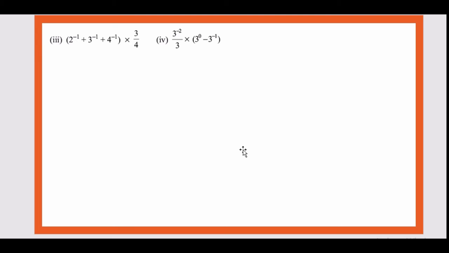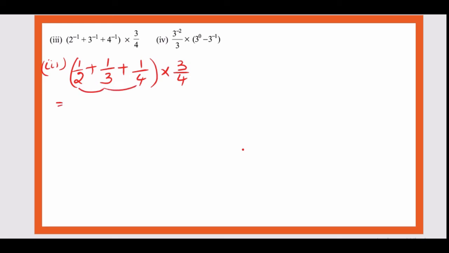Next, moving on to some more questions. Now question number 3. So how to solve this? 2 power minus 1 means 1 by 2, plus 3 power minus 1 means 1 by 3, plus 4 power minus 1 means 1 by 4. So these are all in one bracket, into 3 by 4. Now if you want to simplify this, first of all we need to take the LCM of these three because they are unlike fractions. Now what is the LCM of 2, 3 and 4? I think the LCM is 12.